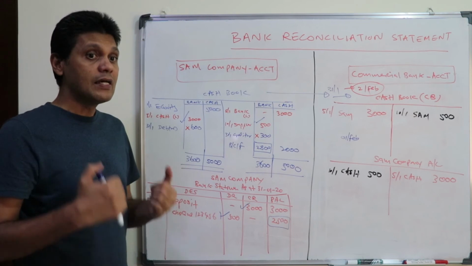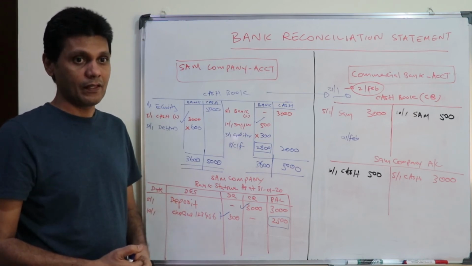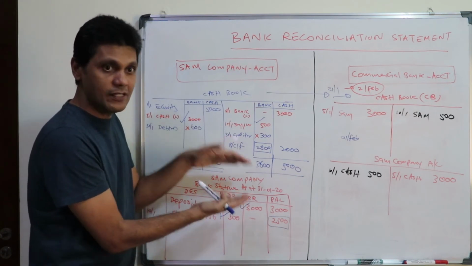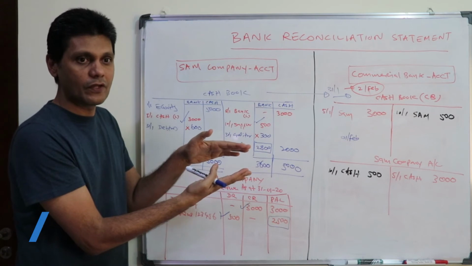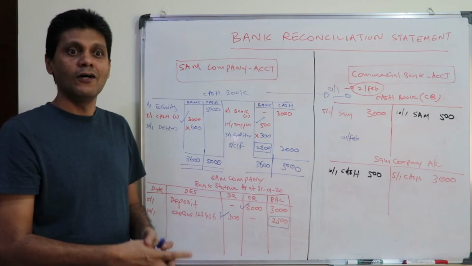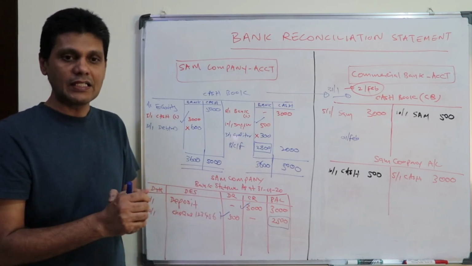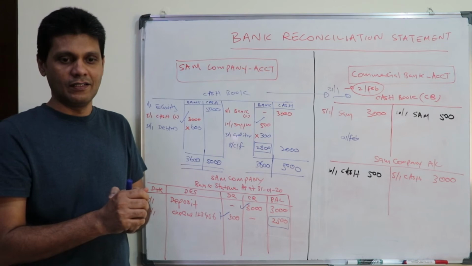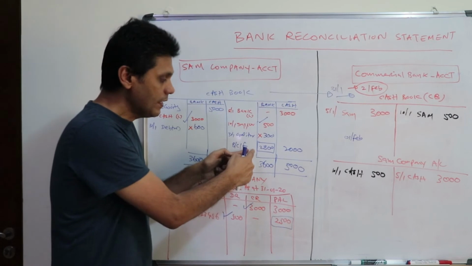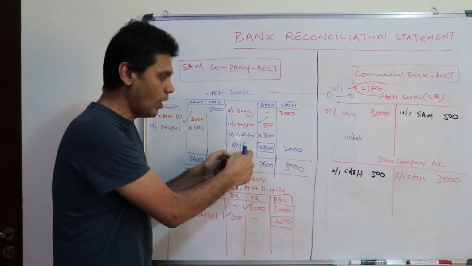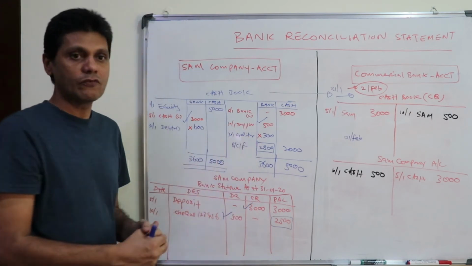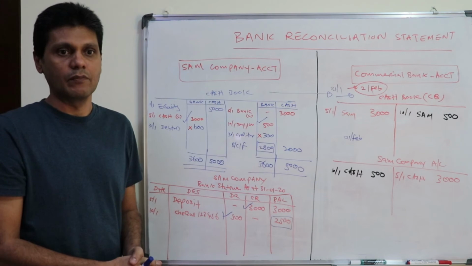So what you need to do? You need to prepare a statement showing these 2 balances and the differences. That statement is known as bank reconciliation statement. So we need to prepare a bank reconciliation statement by showing the difference. Why is our cash book balance not matching with the bank statement balance? Because of these 2 differences. Just prepare a statement.